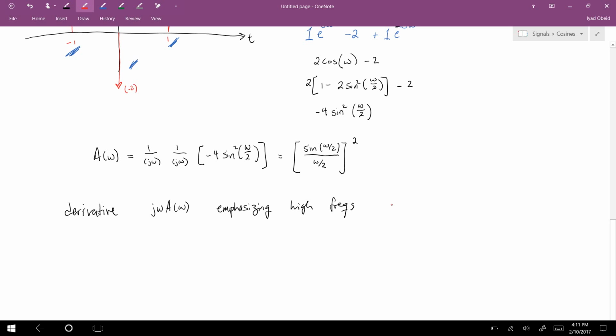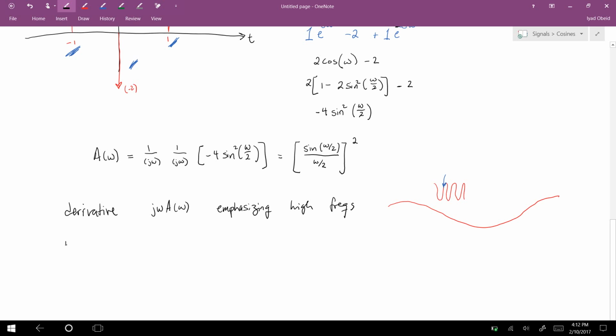If you take a low frequency signal, that means it changes slowly. So when you take its derivative, you're going to get a small number. Whereas if you take a high frequency signal and take its derivative, these things change fast, right? Those are high frequencies. So when you take the derivative, the high frequencies will be elevated.